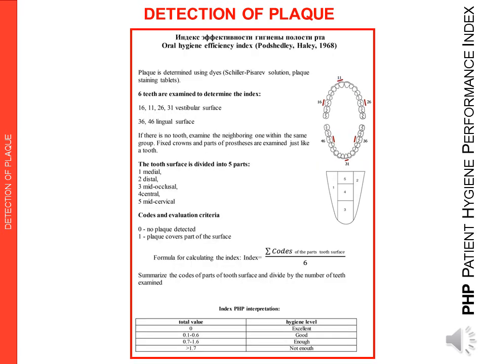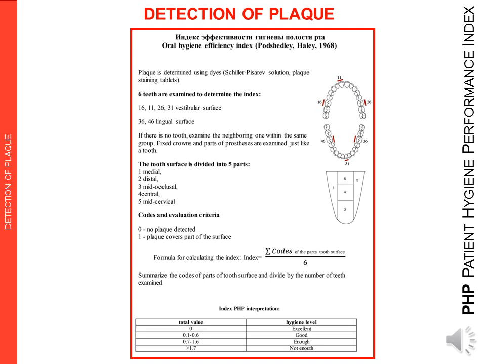The next index is the Oral Hygiene Effectiveness Index, PHP. Plaque is determined using dyes, like the other index too: Schiller-Pisarev, tablets, erythrosine, fuchsin, etc. The same teeth as in the Green-Vermillion index are examined: 1.6, 1.1, 2.6, 3.1 on the vestibular surface and 3.6, 4.6 on the lingual surface.